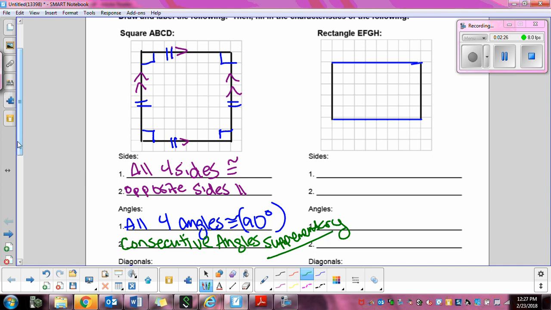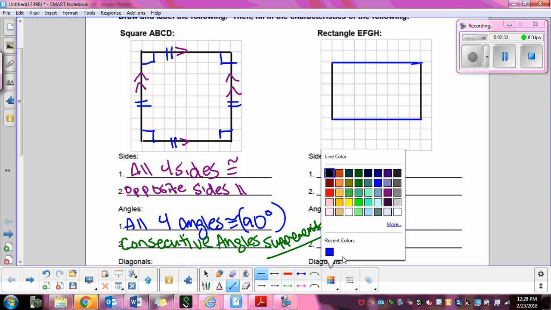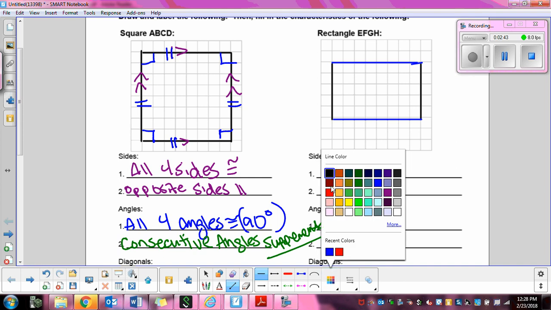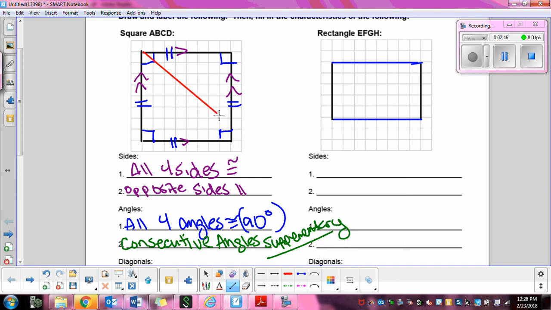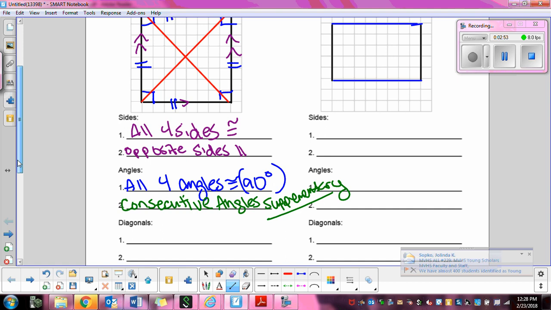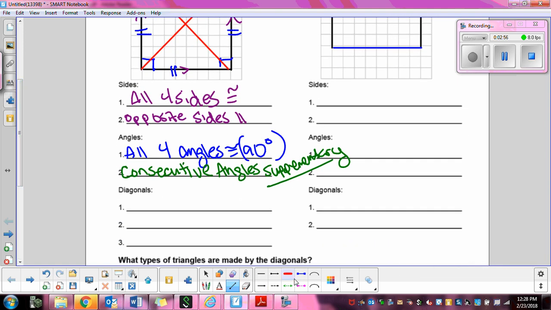Let's look at the diagonals. So if you're looking at a diagonal, it's going to go from one vertex to the other. Let's look at red. So this right here is a diagonal. And this one right here, this vertex to this vertex, is also a diagonal. And what we know about our diagonals is that they are congruent.